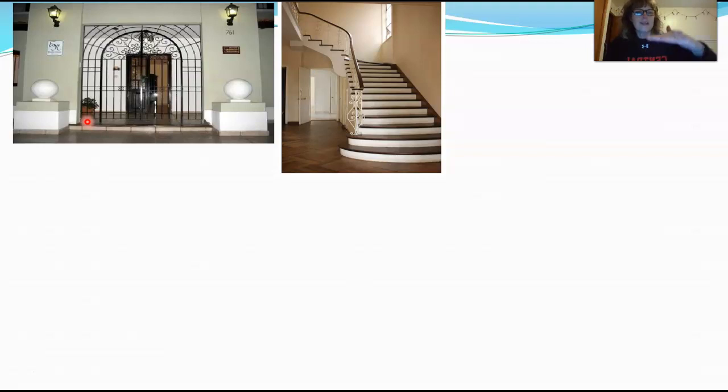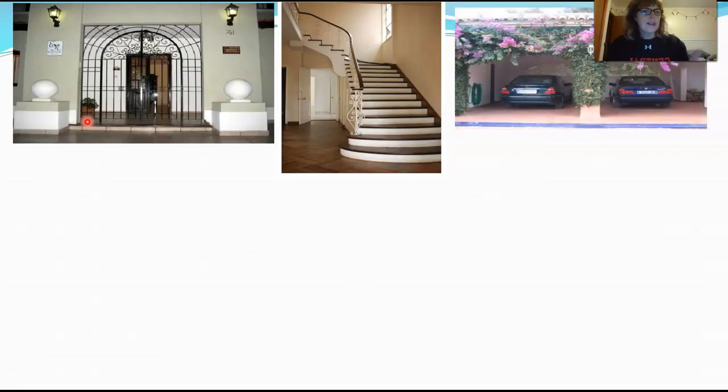Okay, it looks like the word escalator, right? So escalera, escalera. You escalate, you go up, and you climb. La escalera. Next one. Es el garaje. Repitan el garaje. Es un garaje para dos carros, dos coches.